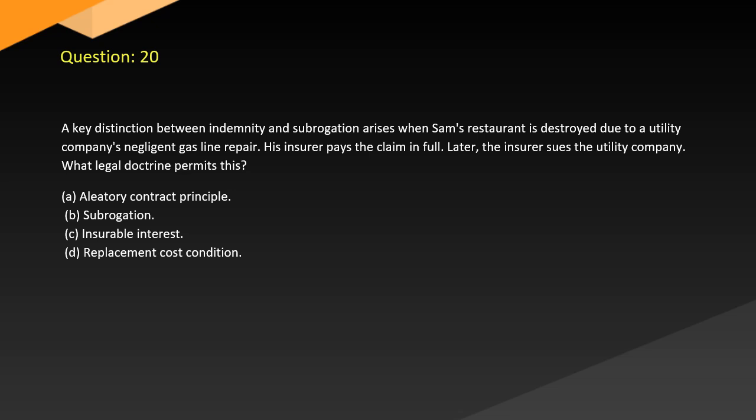Question 20. A key distinction between indemnity and subrogation arises when Sam's restaurant is destroyed due to a utility company's negligent gas line repair. His insurer pays the claim in full. Later, the insurer sues the utility company. What legal doctrine permits this? A. Aleatory contract principle. B. Subrogation. C. Insurable interest. D. Replacement cost condition.